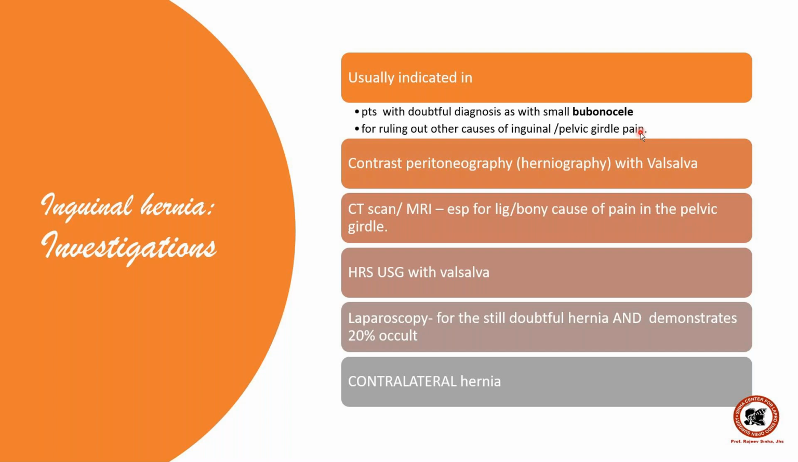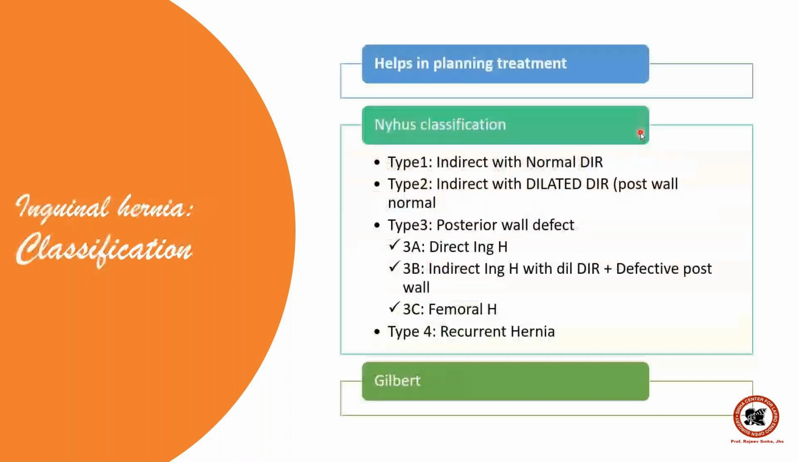Or you could be doing a high resolution ultrasound scan with Valsalva, which is an investigation that mimics a peritoneography. Here, instead of the dye being injected, you're just looking at the protrusion on a high resolution ultrasonogram. A laparoscopy for the still doubtful hernias, especially for the contralateral hernias that may be seen in 20% of cases. So, laparoscopy may be a good adjunct to a patient having a congenital hernia, and then, of course, diagnosing contralateral hernia.